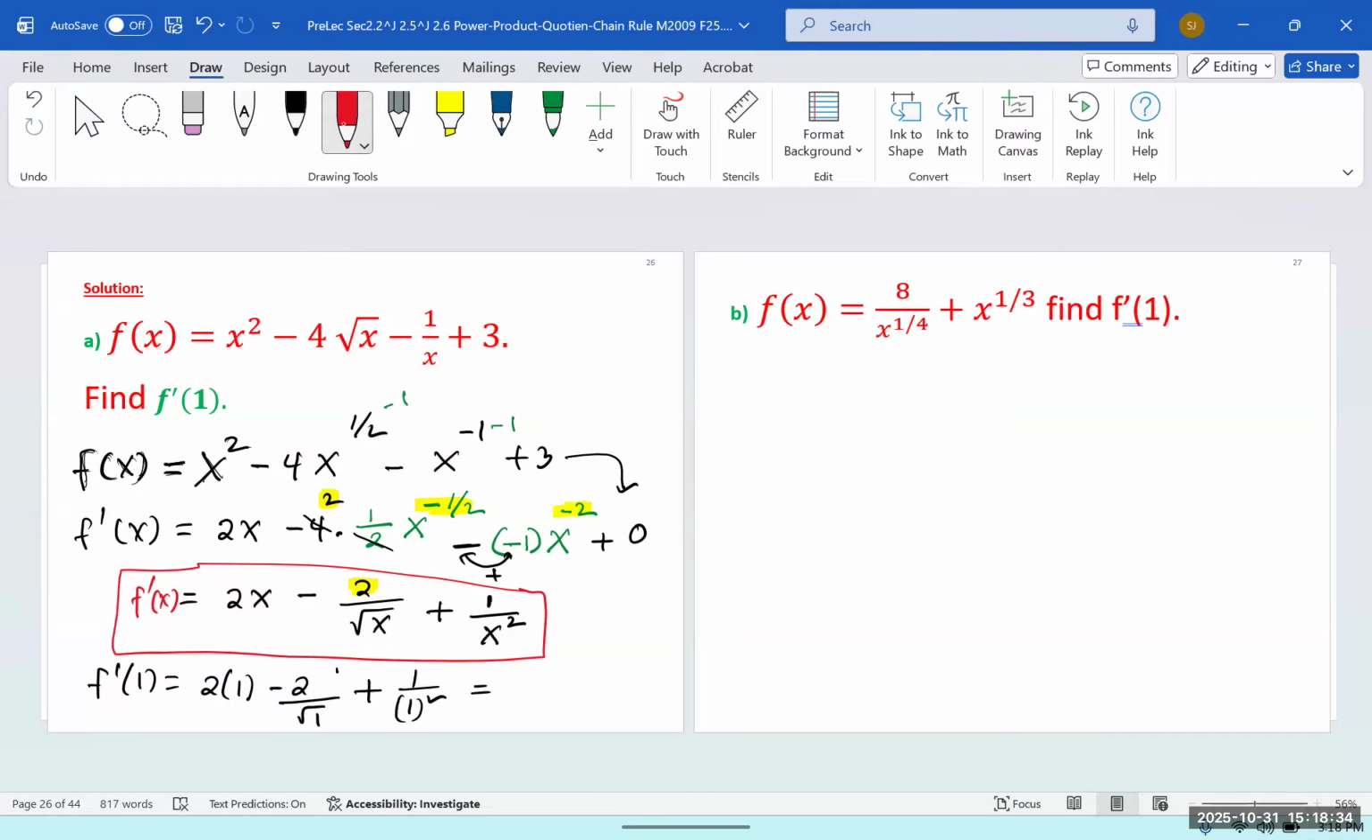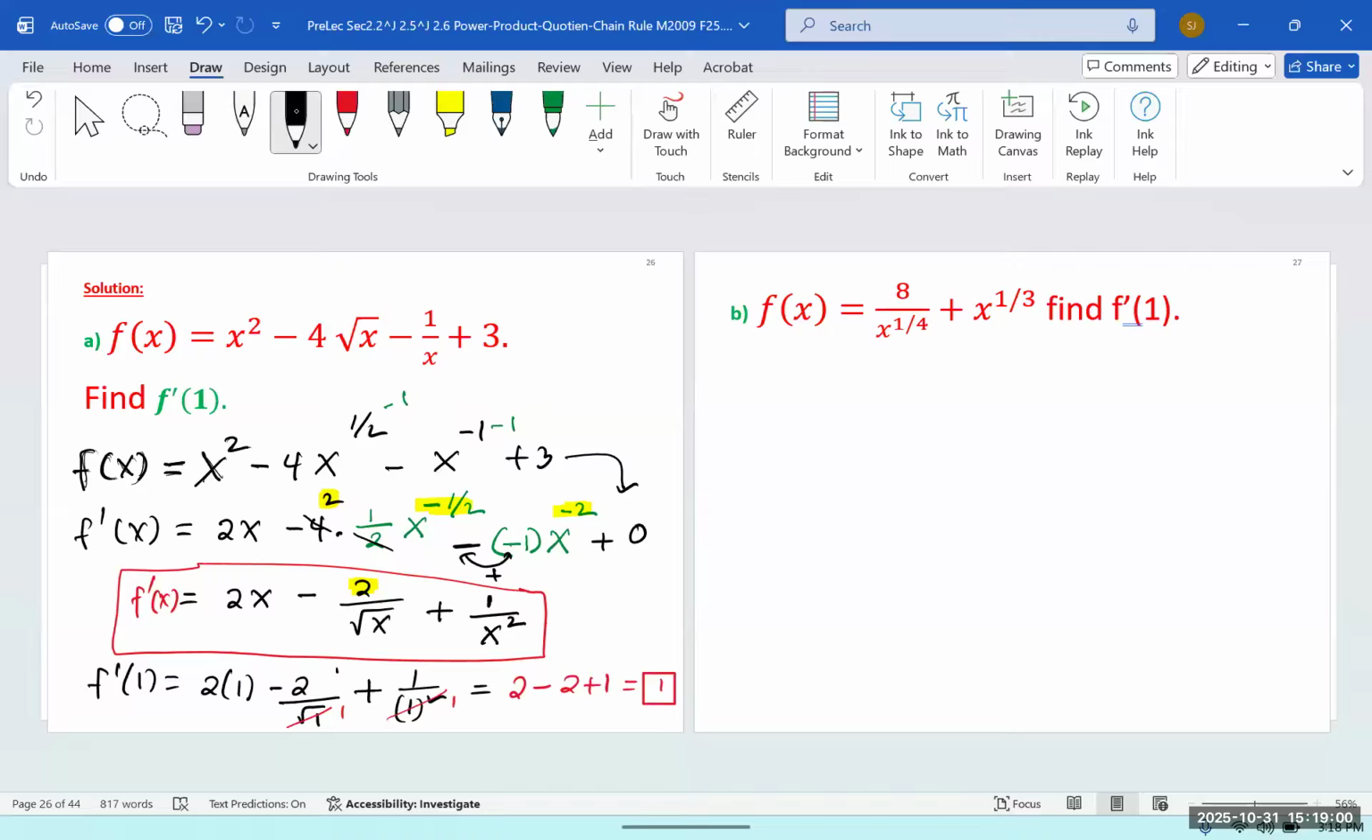So 2 times 1 is 2. Square root of 1 is 1. 1 square is also 1. So basically you have 2 minus 2 plus 1. So the answer is 1. Any question?